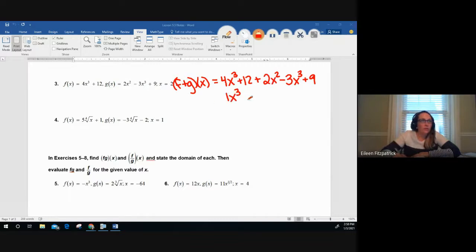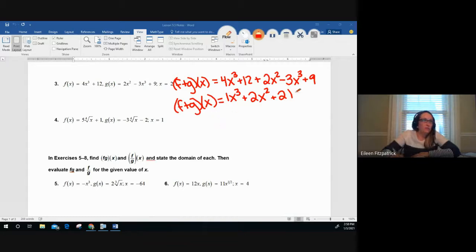Then you go to your square terms. There's only a 2x squared. Then your constants. 12 plus 9 is 21. All right. That is f plus g of x.